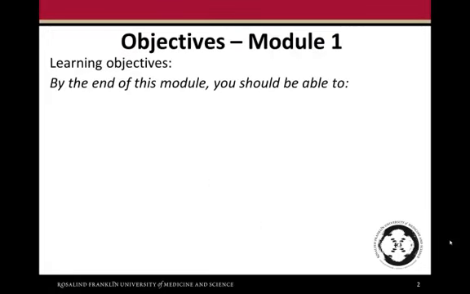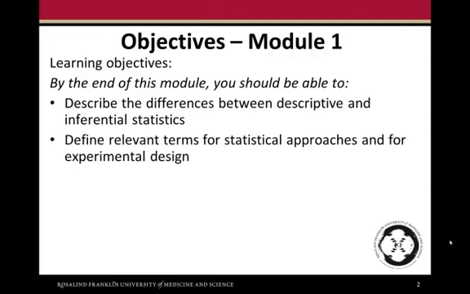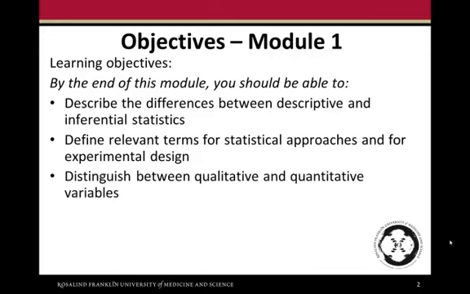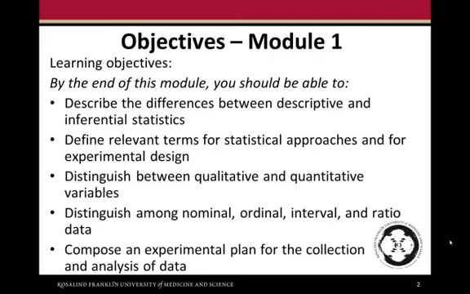So the summary of the learning objectives for this module is that you should be able to describe the differences between descriptive and inferential statistics, define relevant terms for statistical approaches and experimental design, distinguish between qualitative and quantitative variables, and this will include distinguishing among nominal, ordinal, interval, and ratio scale data, and then composing an experimental plan for the analysis of data.